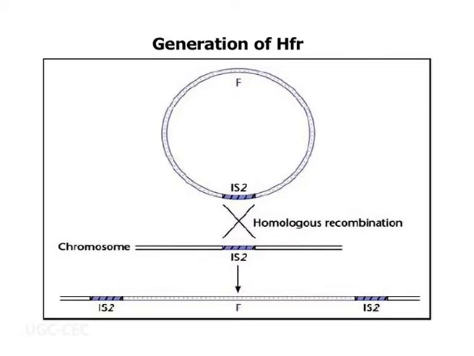So such a bacteria wherein the F plasmid has integrated inside the bacterial chromosome is called an HFR bacteria, where HFR stands for high frequency of recombination. So why do we call it high frequency of recombination? Because whenever such an HFR strain participates in a conjugation event with an F minus bacteria, meaning a bacteria devoid of F plasmid, then what happens?